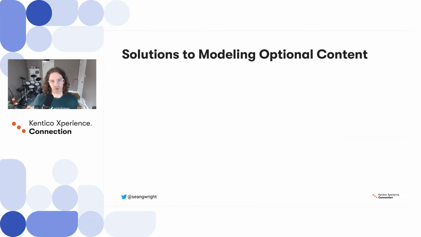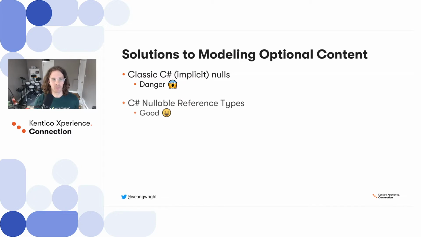So here's some solutions to modeling optional content. We can use classic C# implicit nulls. This is dangerous. I'm going to advise that you stay away from this option. We could use C# nullable reference types. This is a good option. We'll consider the pros and cons of this. We could also try the null object pattern. This is another option. And then finally, the best option in my opinion is the maybe monad.